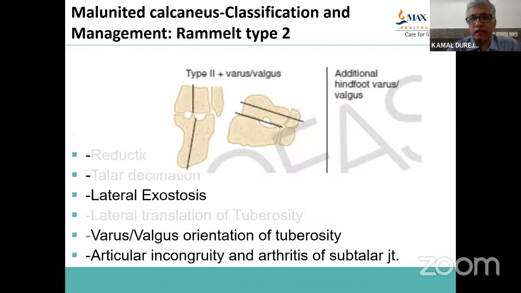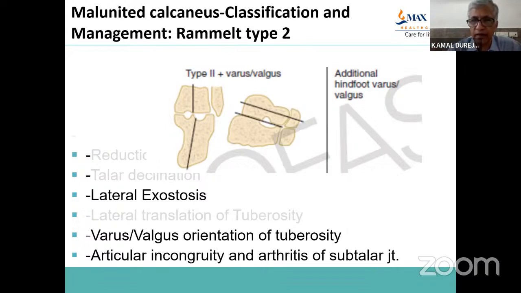And then the next type is where all those things which were happening in type 0 and 1 are present, and in addition there is a different kind of orientation of the tuberosity. Either it has gone into varus or valgus. So when this is present, you can't just manage these with simple subtalar arthrodesis. This is the type from where you have to change your plan. You have to plan differently.